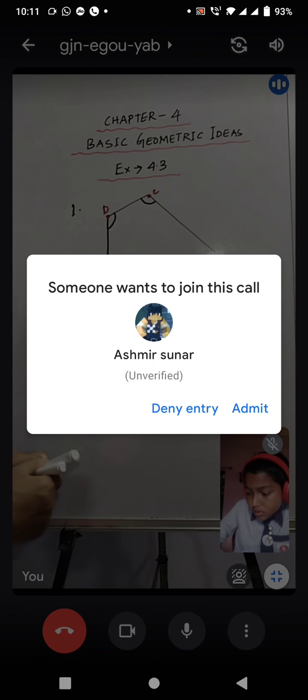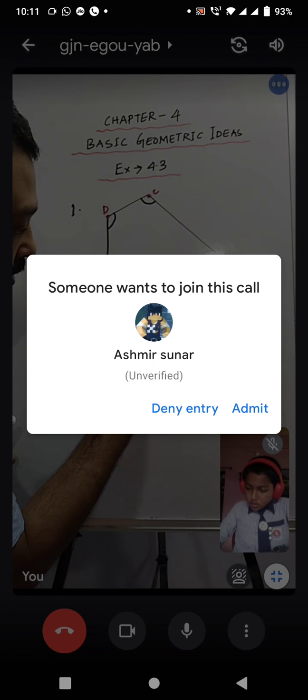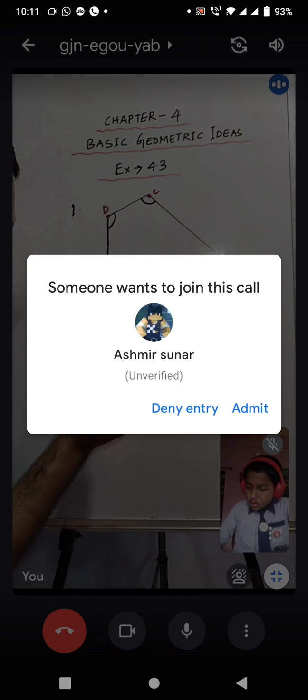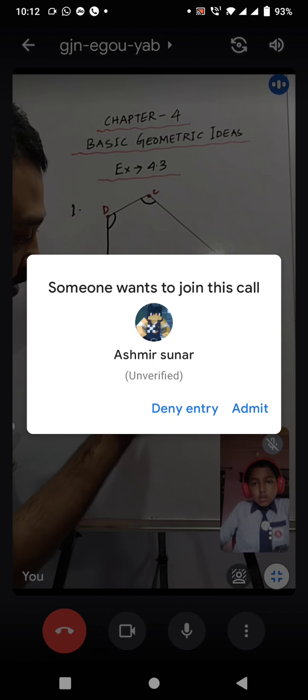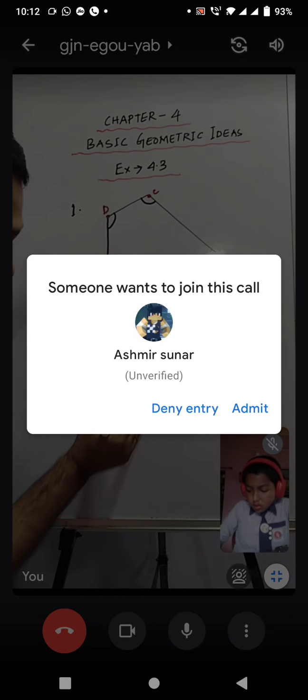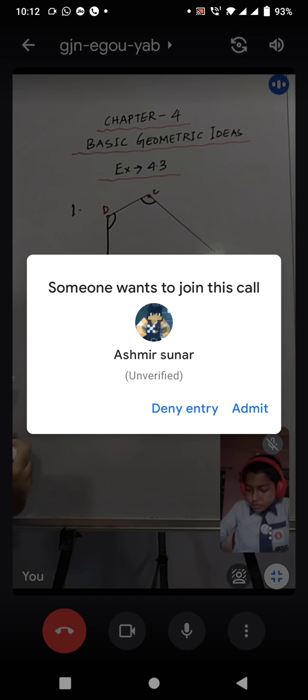So in all the cases you see, angle A is in the middle. When we are talking about B, B is in the middle. When we are talking about angle C, C is in between. You see, I have written C in between these two letters. When I am talking about D, D is between these two letters. Okay, this is what you have to write.